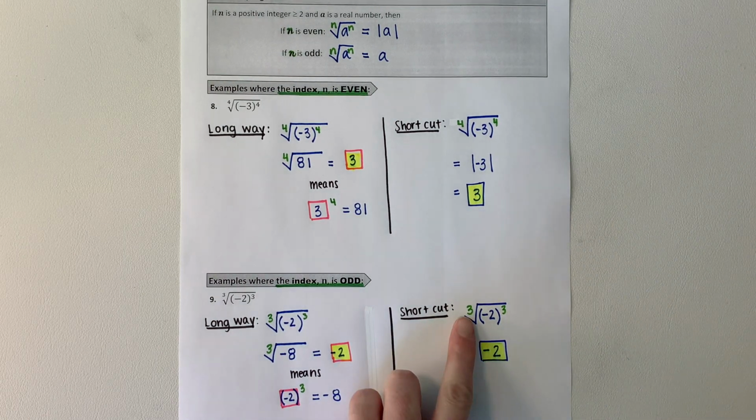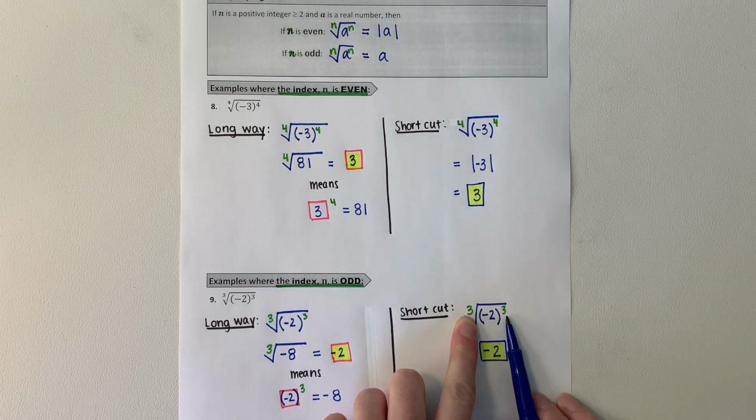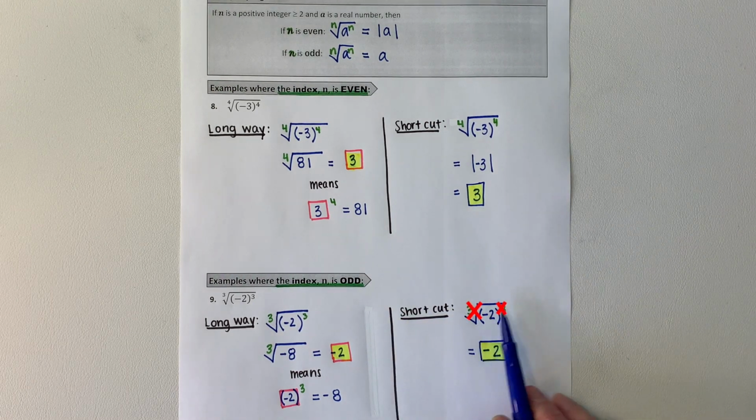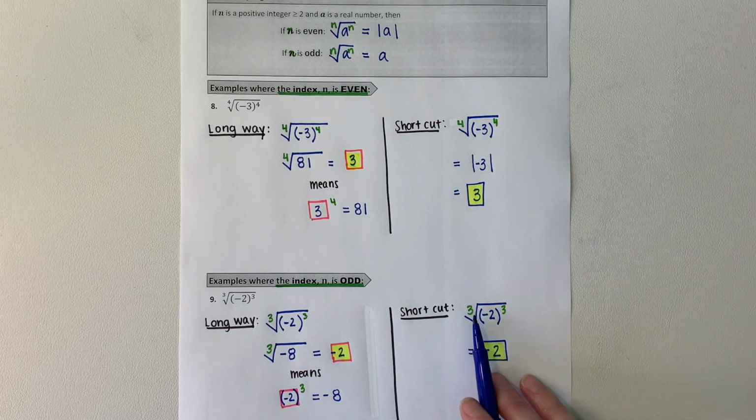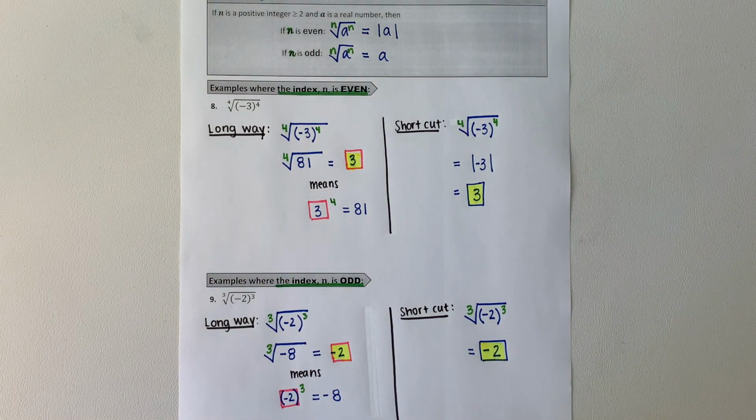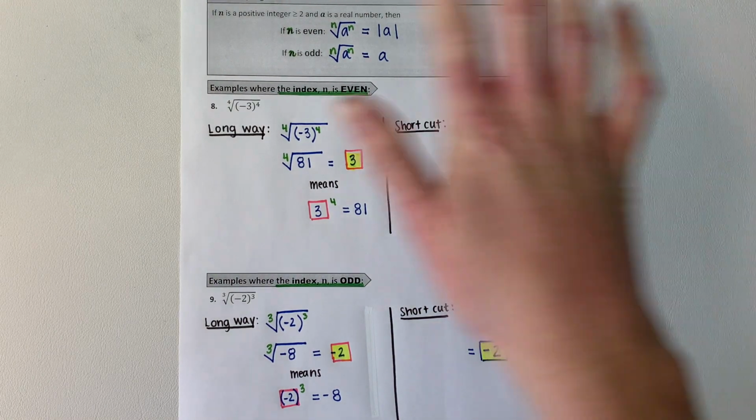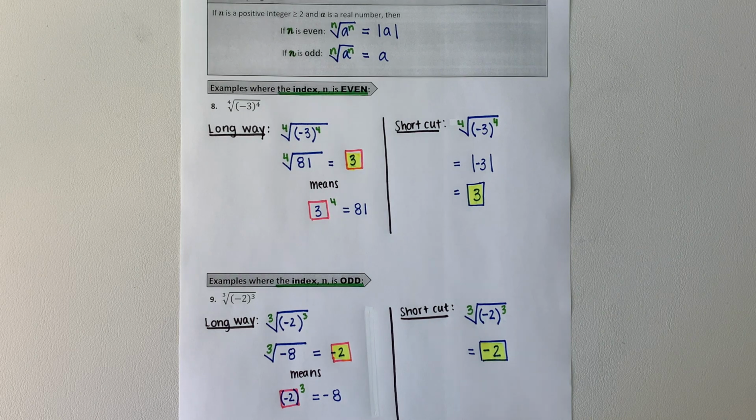So again, the cube root and the cube power are inverse operations. They cancel each other out. So you can think of the cube root canceling the cube power and just leaving us with negative 2. When this index is odd, we don't use absolute value bars around our answer. On the next page, we're going to see how this rule allows us to solve problems very quickly.